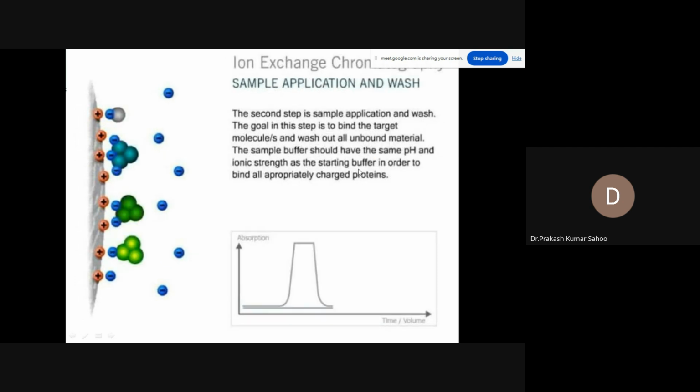Then when the sample comes, this is the sample we have, the second step is sample application and wash. The goal in this step is to bind the target molecule and wash out the unbound molecules. So these negative charges are left out with no sample provided to them. That's how they are washed out, and the sample buffer should have the same pH and ionic strength as the starting buffer in order to bind all appropriately charged proteins.